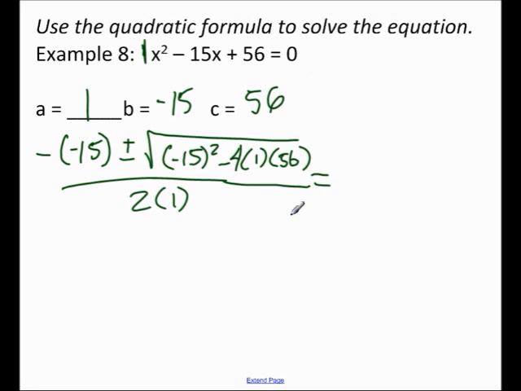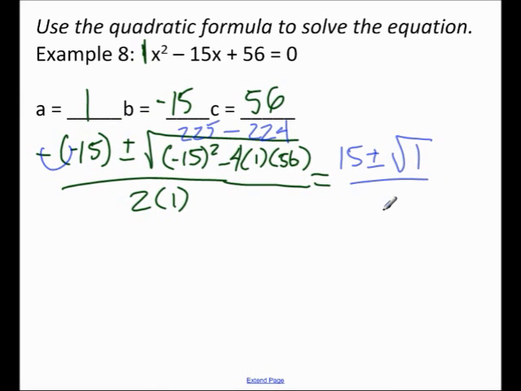There we go. So, I know we're worried. We're like, man, look at all these things. But we just take it little part by little part. Negative negative here becomes positive 15, plus or minus 15 squared. 15 times 15 is something like 225. 4 times 1 times 56 is something like 224. Hey, look at that. What's 225 minus 224? 1. And 2 times 1 makes 2.